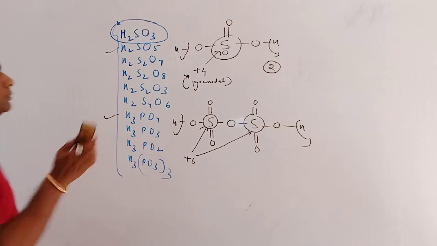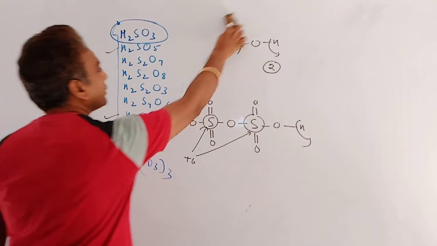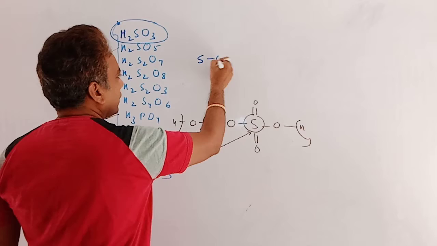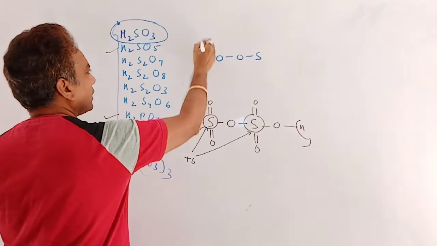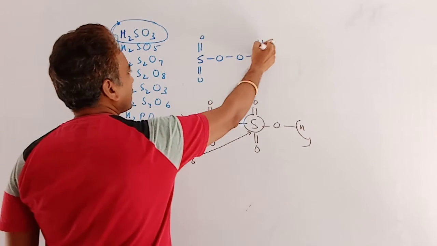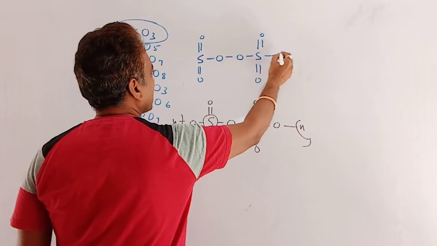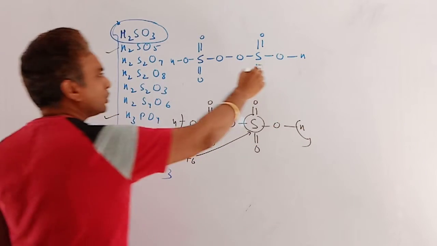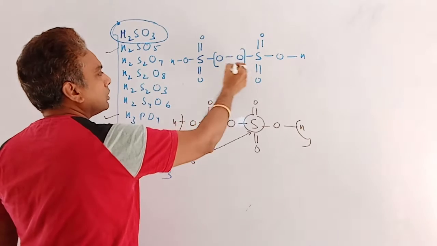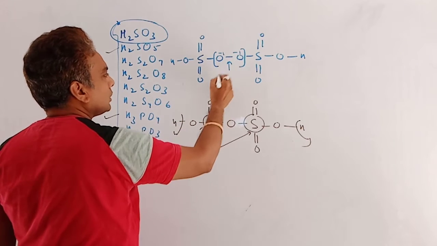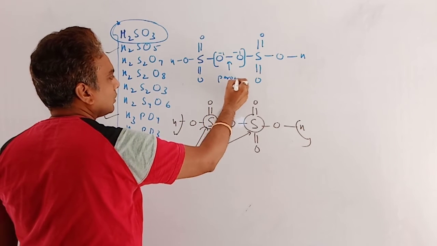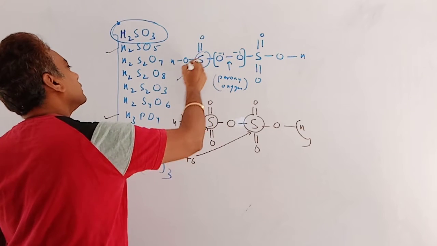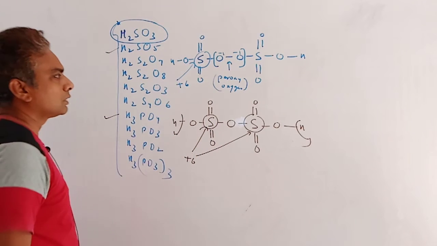Next molecule is H2S2O8, which is Marshall's acid, a peroxy acid also. Here is the sulfur, 2 oxygens are in the form of peroxy, and the remaining 6 are in the form of oxides, where the oxidation state is -2. These are -1 peroxy oxygens. And the oxidation state of each sulfur is +6. Clear?